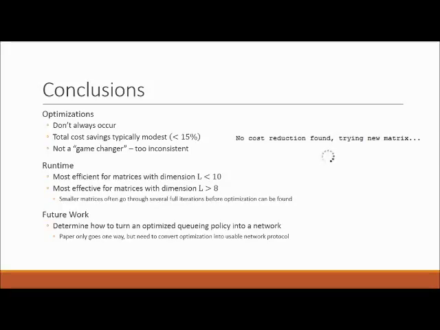For future work, I'd like to determine how to turn an optimized queuing policy into a network, because the paper only goes one way. It abstracts a network policy as a queue. But once you have all this information, they don't really go into any detail on how to convert the optimization that we just obtained into a usable network protocol. With that said, let's move to the MATLAB.